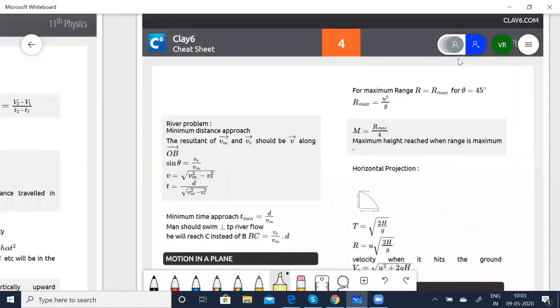So how to solve whenever you are given a problem? Before that, let me also quickly go through this. One second.